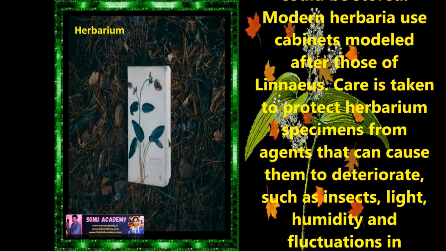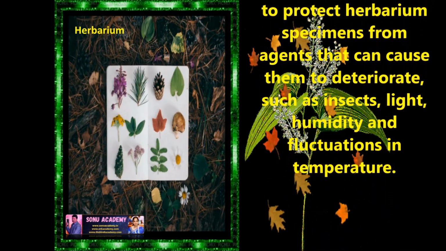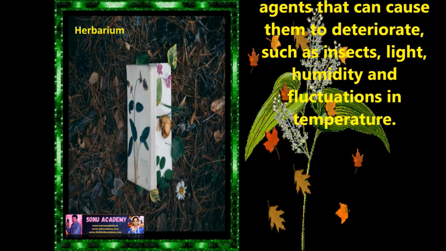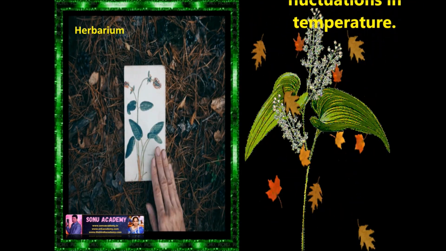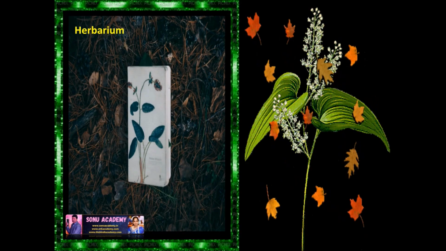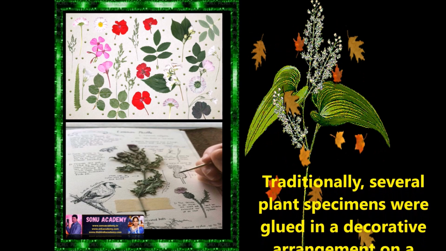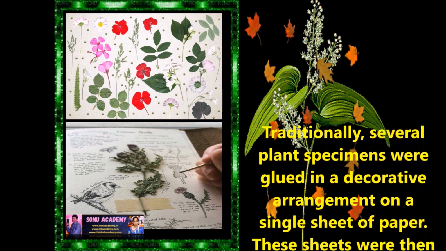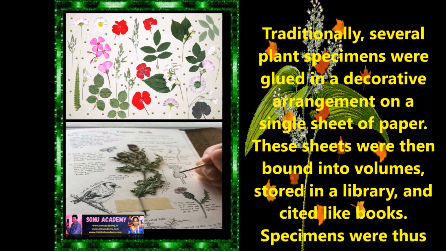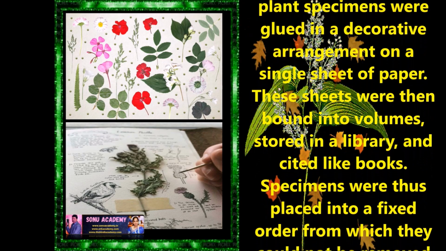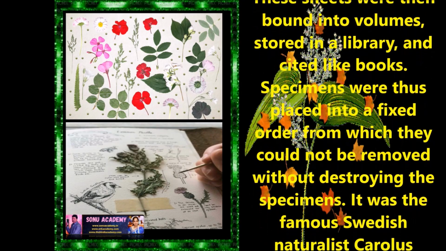Modern herbaria use cabinets modeled after those of Linnaeus. Care is taken to protect herbarium specimens from agents that can cause them to deteriorate, such as insects, light, humidity, and fluctuations in temperature. Traditionally, several plant species were glued in decorative arrangements on a single sheet of paper. These sheets were then bound into volumes stored in a library and cited like books. Specimens were thus placed into a fixed order from which they could not be removed without destroying the specimens.